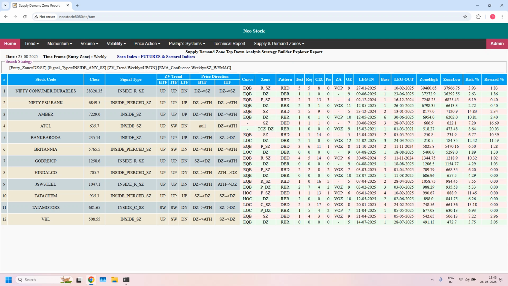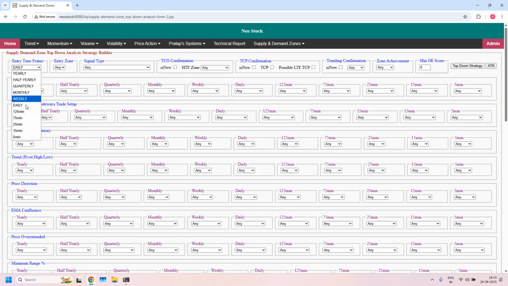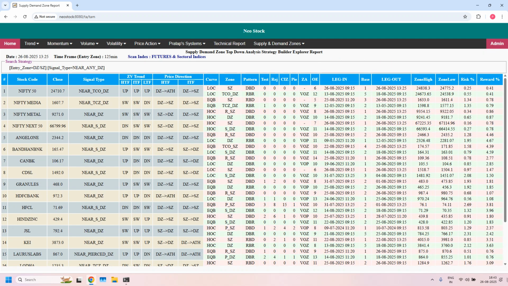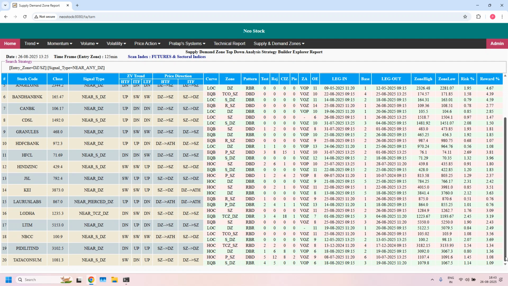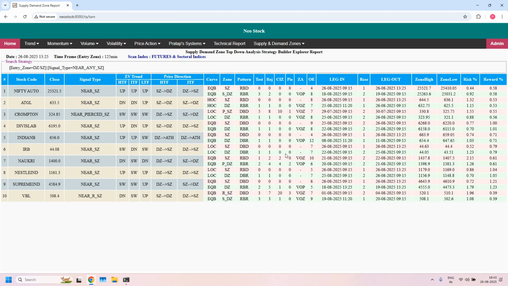So this is about weekly time frame. Next time frame daily already generated in the beginning of the report. So the next time frame is 125 minutes. Stocks near to the 125 minutes demand zone. First 15 stocks in the list. Scrolling the list down. Total 20 stocks are filtered. Next, stocks near to the 125 minute supply zone. We got 10 stocks.